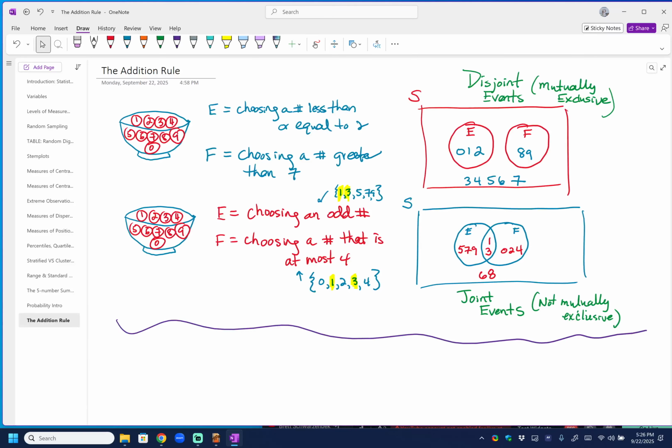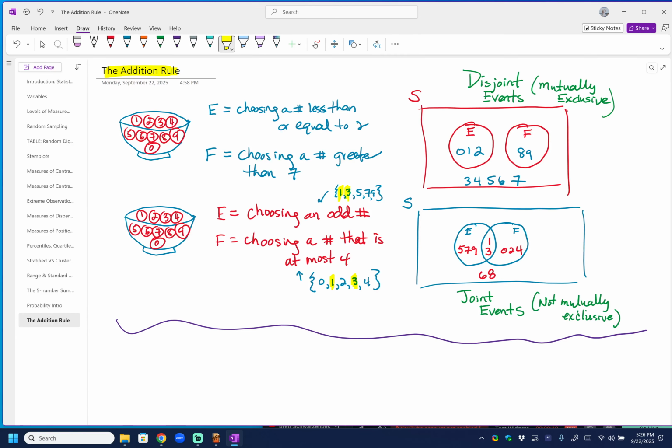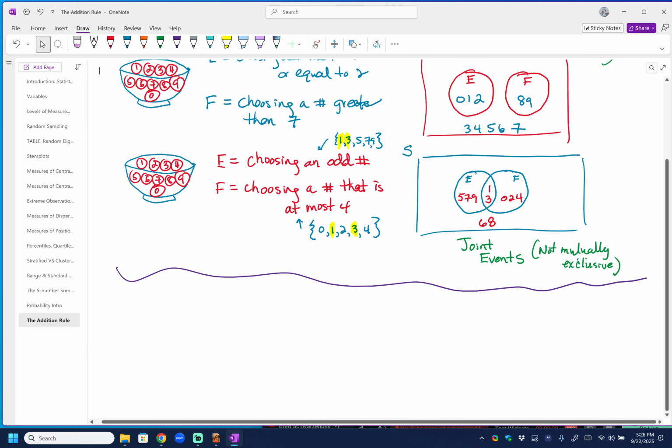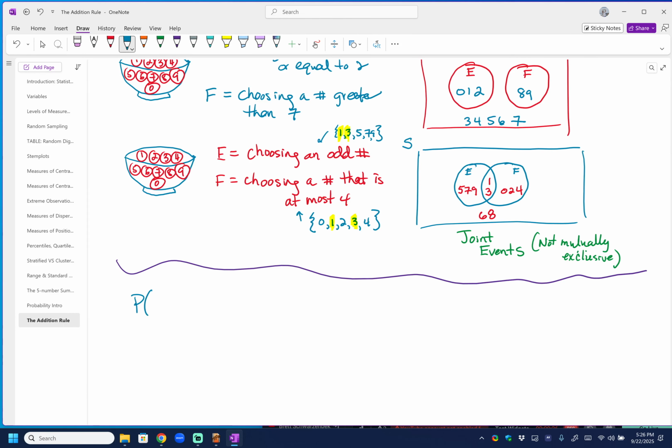As you can see from the title of the section, the focus is going to be on something called the addition rule. The addition rule actually tells us the probability of two events occurring, one or the other. So, for example, the probability of E or F occurring is going to always be equal to the sum of the two individual events occurring. But this only occurs if the events are disjoint.